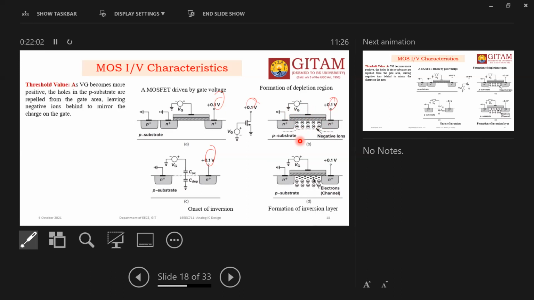As VG becomes more positive, the holes in the P substrate are repelled from the gate area, leaving negative ions behind that mirror the charge on the gate. Okay.